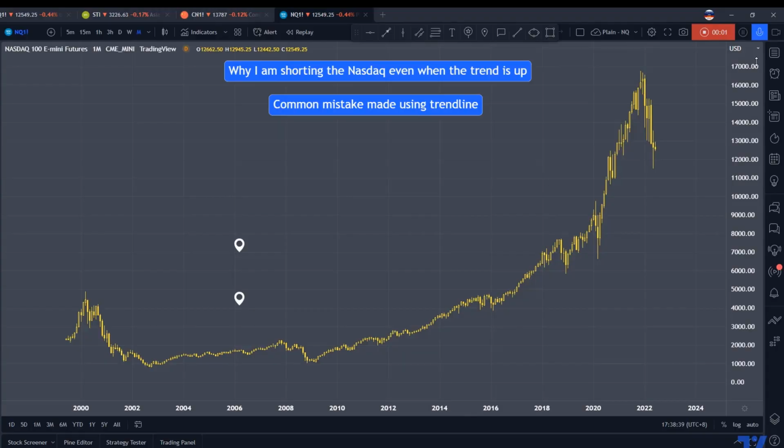How to short the market even when the trend is showing up. Yes, you're hearing this correctly. But I think today the key topic that I'm going to discuss will be the common mistake made using trendline.